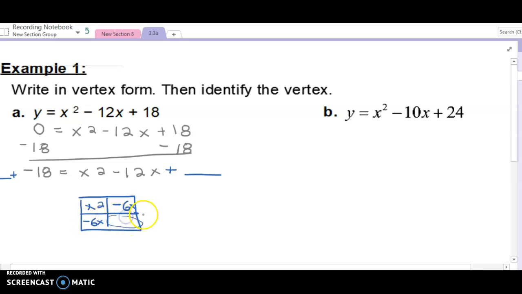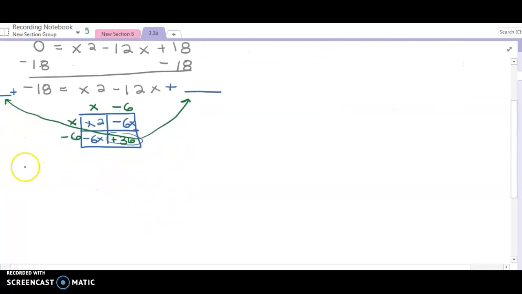We don't know what this is, but by factoring this, we can find it. So if we factor this out, we have an x and an x, and if this is an x, this is a negative 6x, we have minus 6 and minus 6, and then negative 6 times negative 6 is a positive 36. So this positive 36 will go here and here. So we have positive 36 minus 18 equals x squared minus 12x plus 36. So that's what you get when you plug that 36 in on both sides.